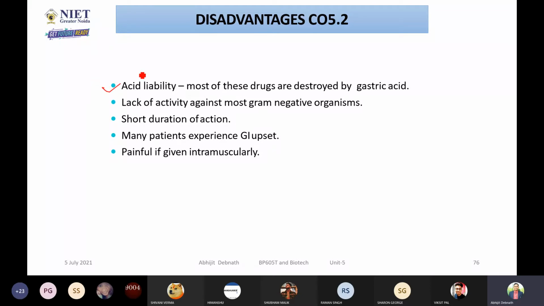One of the disadvantages is acid lability. Most of the drugs are actually destroyed by gastric acid. It's a big problem. So can you tell me what acids are present in our gastric juice or GIT? Anybody?